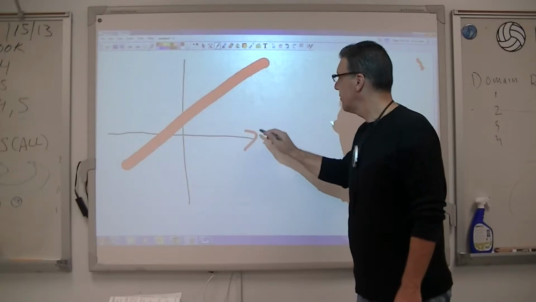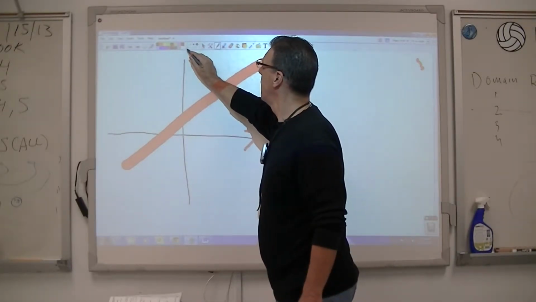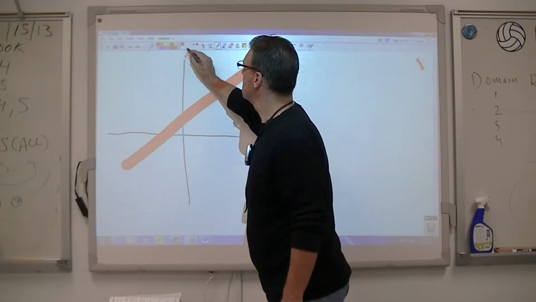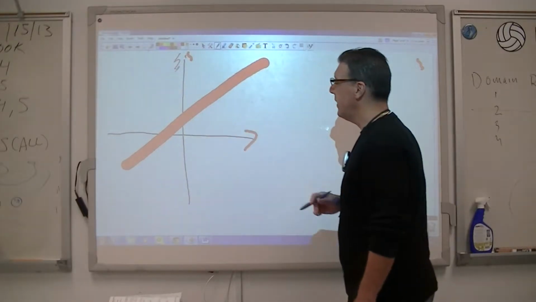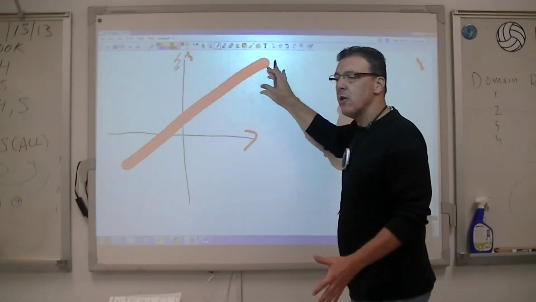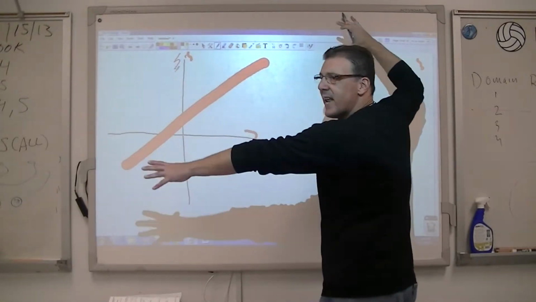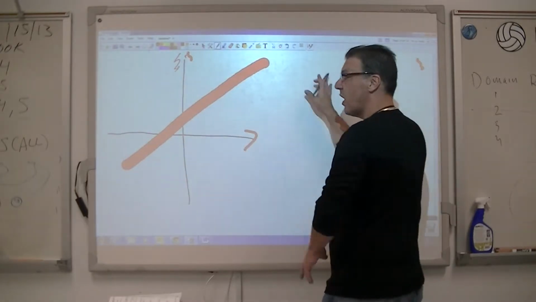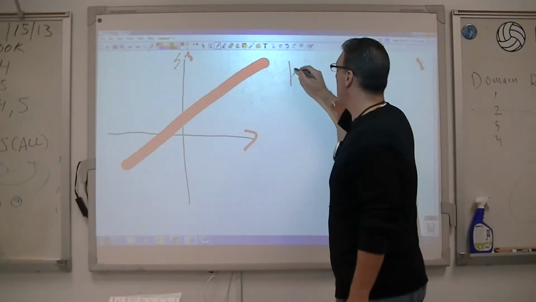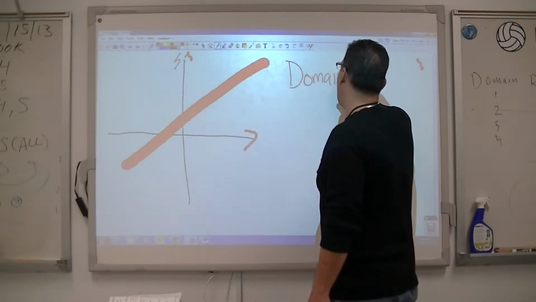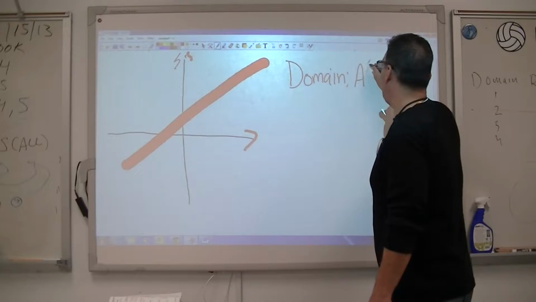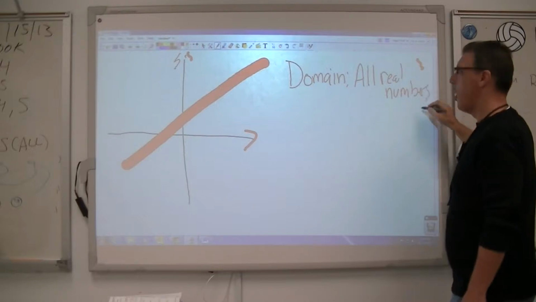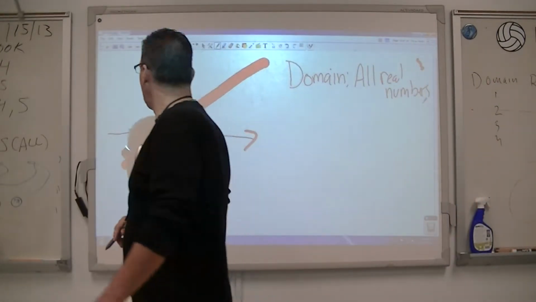If this is our x-axis, let me just load that a little bit. Sorry. Oh gosh. If we look at our x-axis, if you were to stretch this line out to infinity on both ends, how much of the x-axis would it cover? Well, in this case, it would cover the entire x-axis. So the domain, the x values, would be all real numbers. All real numbers.